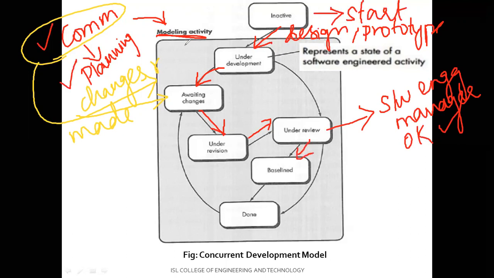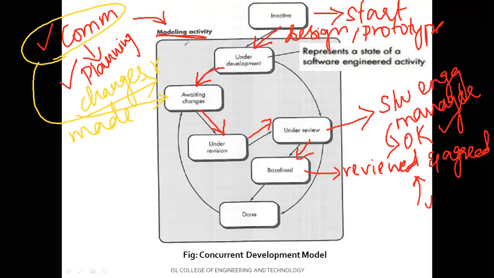Baseline means that the product that is being reviewed and agreed upon. That is, in here the manager has told okay, and in here the user has also told okay. That is called as baseline. When it is baseline, then you go for the done phase.